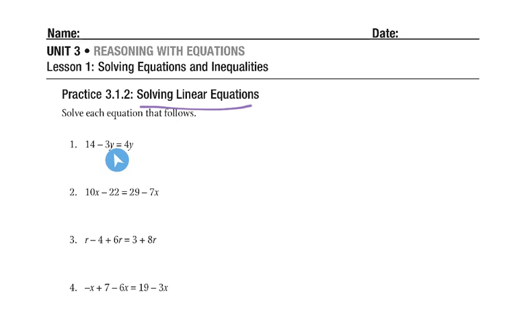So we should notice right off the bat those y's need to get combined. Well, how do we make that negative 3y become a 0? We add 3y. And because we're doing it to one side and we want to maintain equality, we have to do it to the other side. So negative 3y plus 3y is 0. So 14 plus 0 equals 4y plus 3y. Now these both have y's, so I can combine them. So 3 plus 4 would give us 7y.